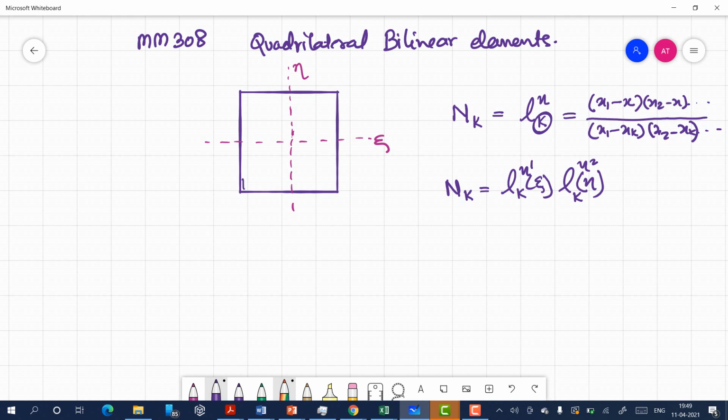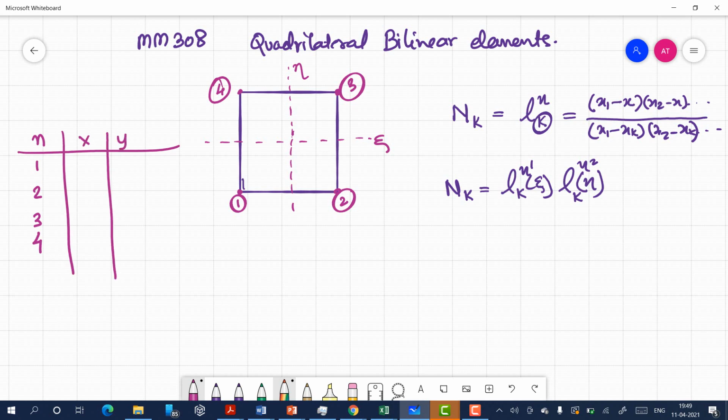So now our node numbers are: this one is node number 1, this is node number 2, this is node number 3, and this is node number 4. And we have our global coordinates. So at node number 1, we have x1, y1, then x2, y2, x3, y3, x4, y4. Whatever the values of these coordinates, in the local coordinate system, zeta and eta, we always have the same coordinates for the four nodes, irrespective of the shape of the element, wherever it is in the global coordinate plane.